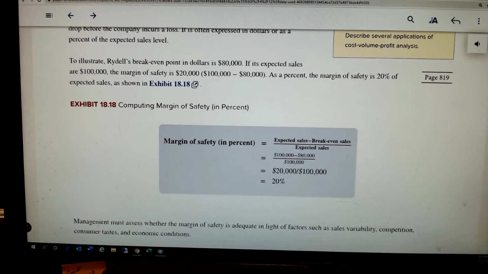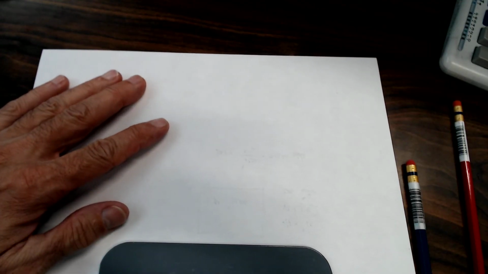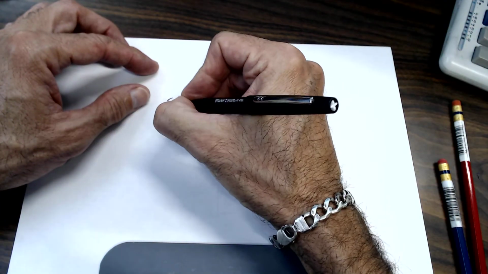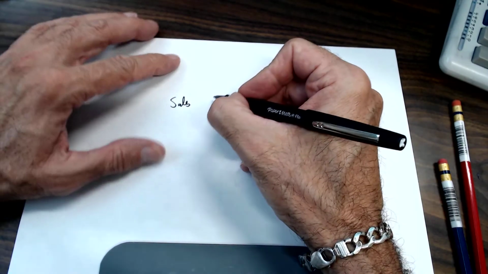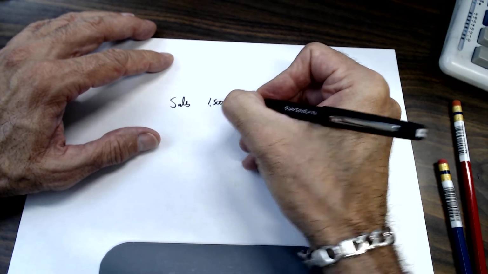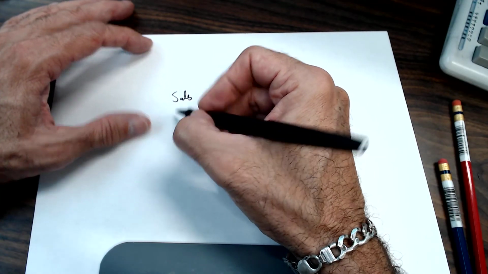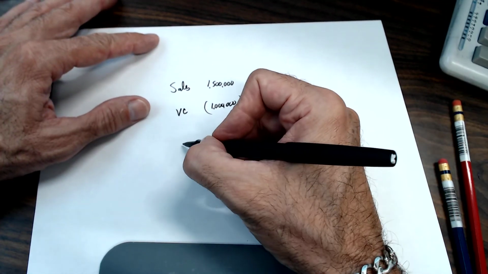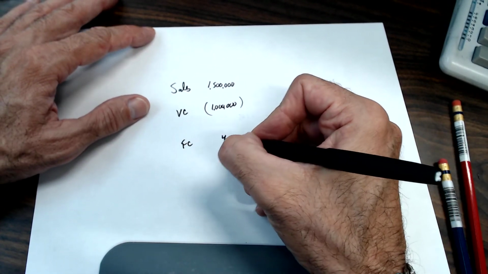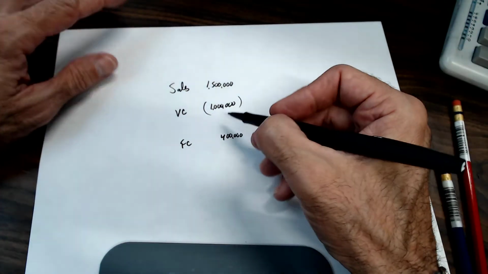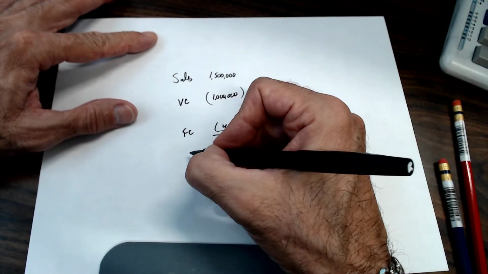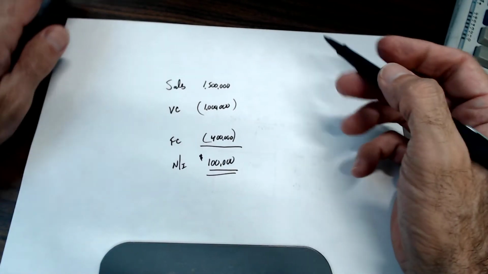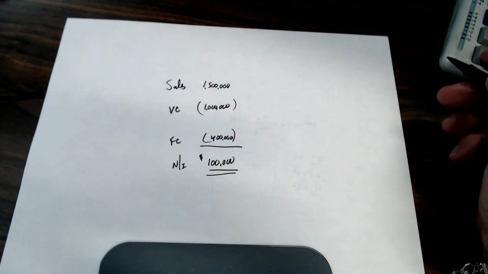So let's see where we are here. Suppose right now, and this is just what the margin of safety is, suppose my sales right now are $1.5 million. My variable costs are $1 million, and my fixed costs are $400,000. We can use any numbers that we want. So right now, my net income is $100,000. So I'm definitely operating above the break-even point.